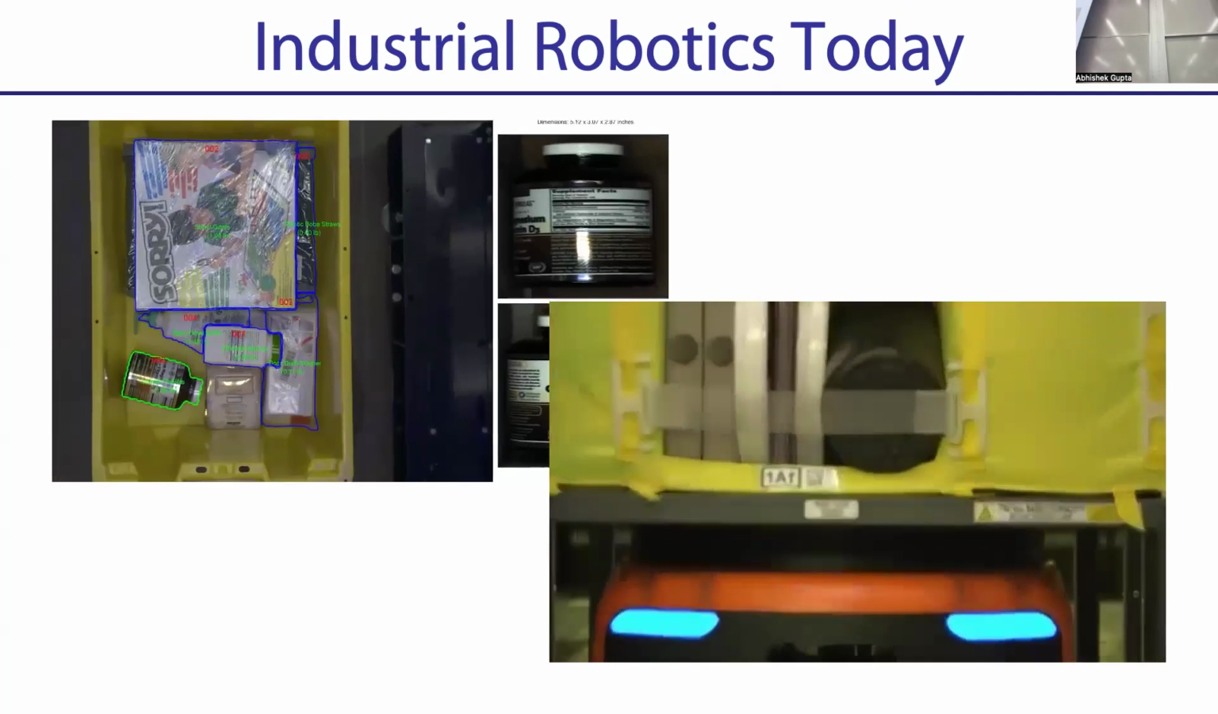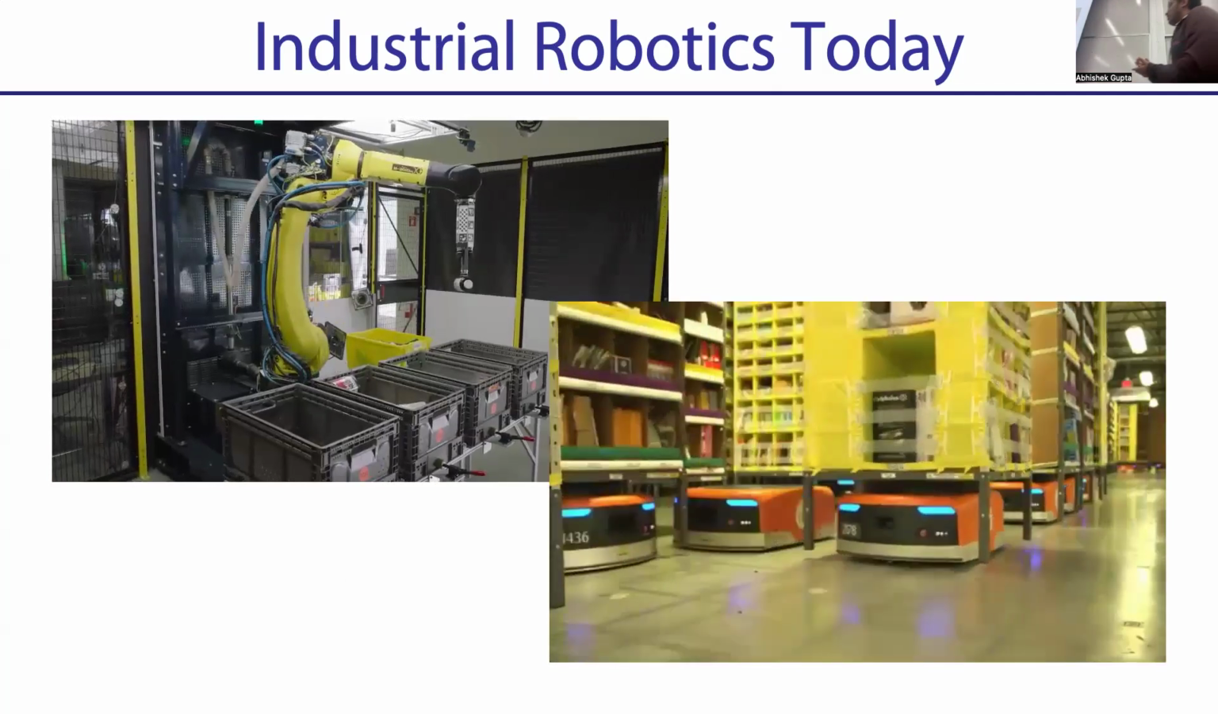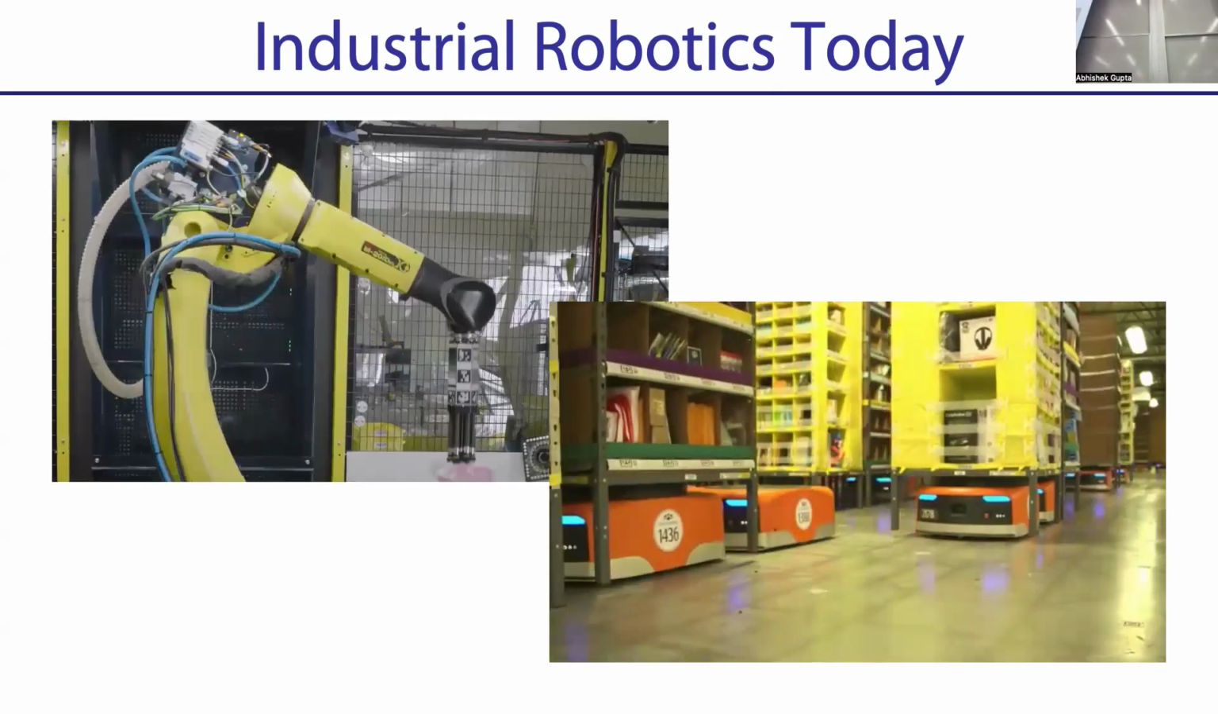And this system is handling millions of picks a day, so it has to be super duper reliable. It has to work across, and these are not unpackaged objects, so the shapes are weird and the surfaces are weird.